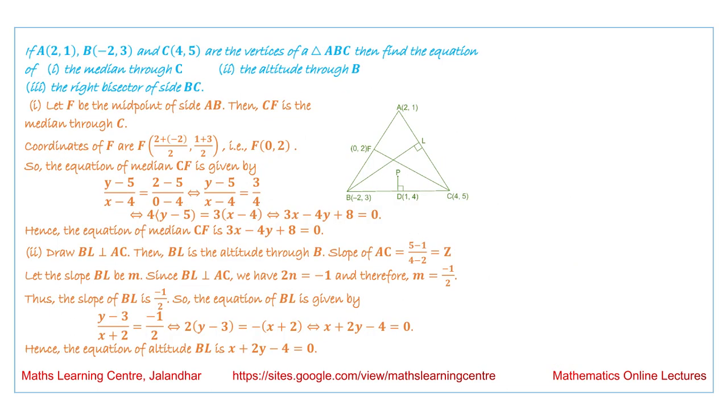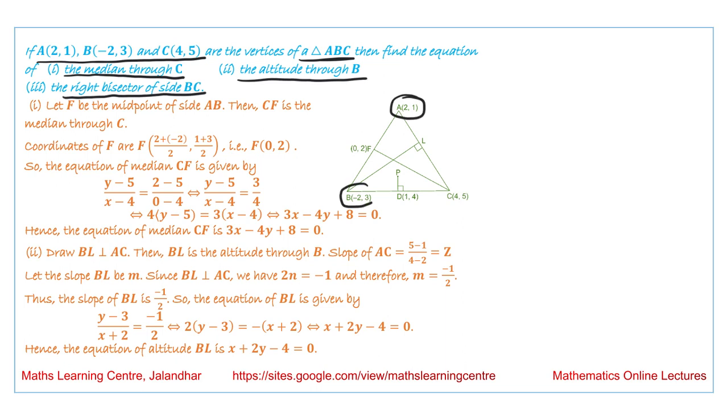Next we have, if A, B, C are three vertices of a triangle ABC, then we have to find the equation of the median through C, altitude through B, and right bisector of side BC. So these points are shown over here. This is the point A, this is the point B, this is the point C. Now we have to find the equation of the median through the point C. So to calculate the median through the point C, we calculate the midpoint of A and B. It is (2 minus 2)/2, comma (3 plus 1)/2.